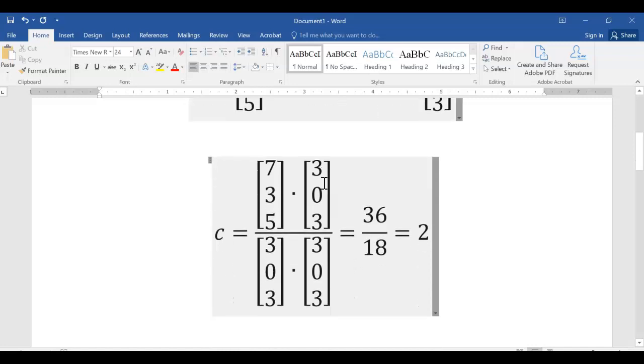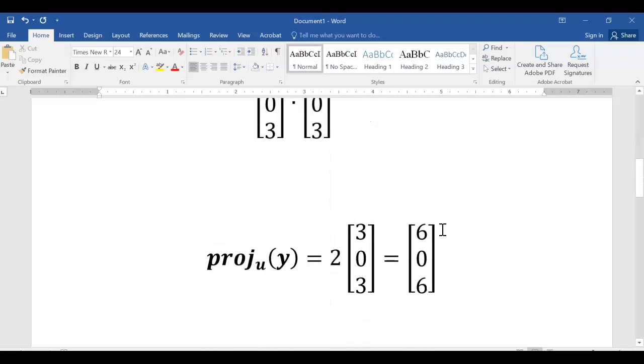Inner product multiplication there. So 7 times 3 is 21 plus 0 plus 5 times 3 is 15. 21 plus 15 is 36. 3 times 3 is 9, plus 0, plus 9, you get 18. 36 over 18 is simply a 2.